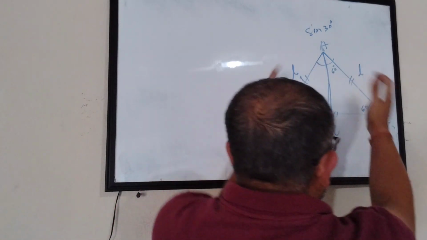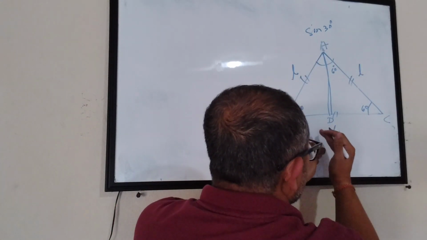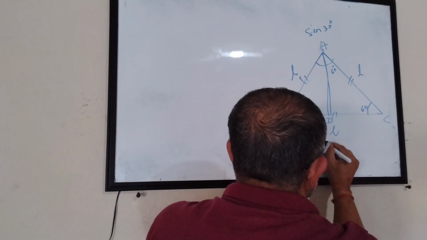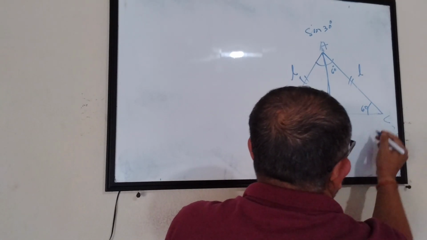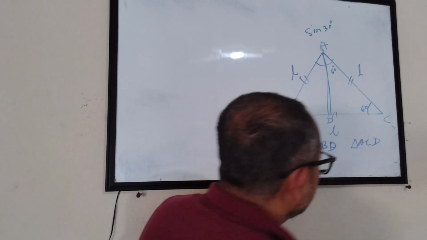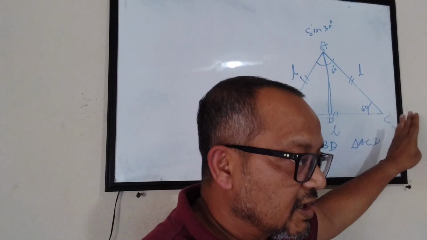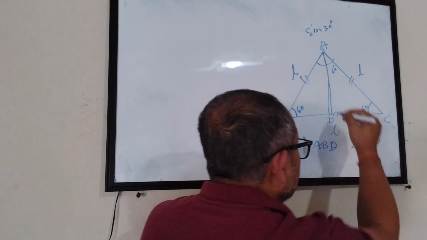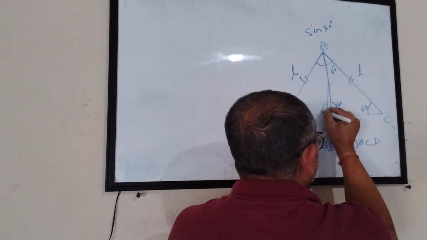Now we got two triangles. We actually split this larger triangle into two triangles. One triangle is ABD, and another triangle is ACD. We split the larger equilateral triangle into two triangles, and both are right angle triangles because we have drawn a perpendicular.